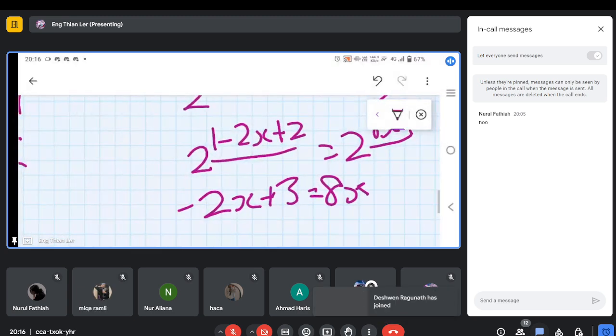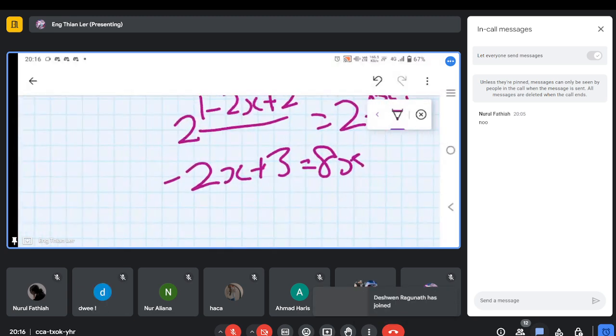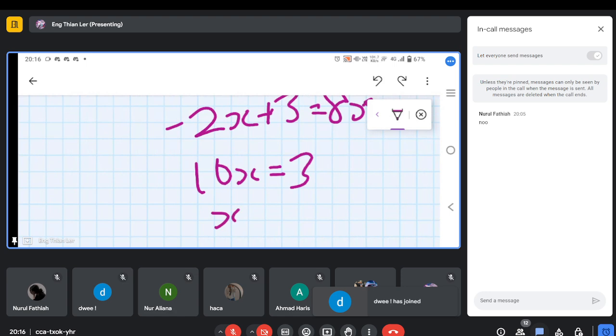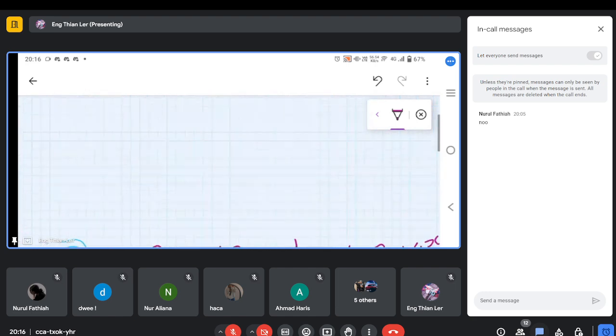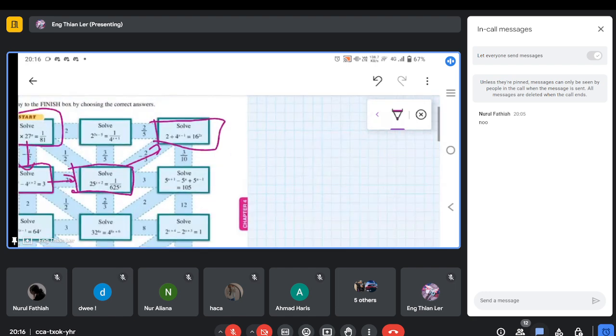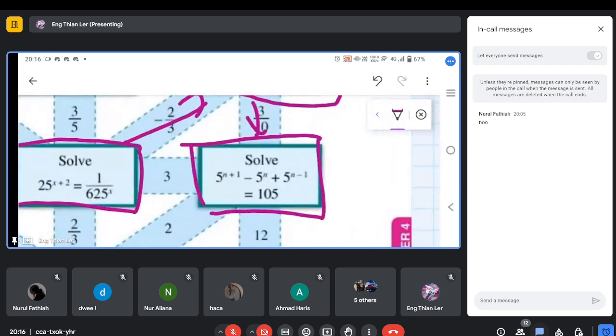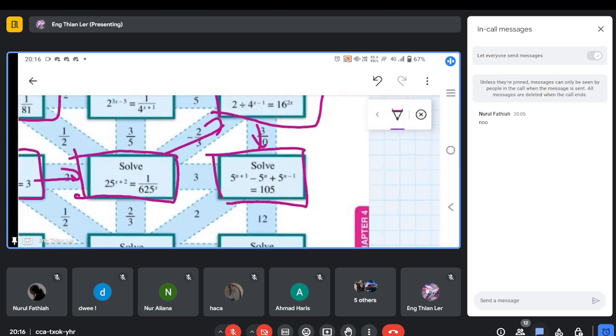Negative, this is negative, sorry. So 10x will become 3 because we move this 2x to the other side, and x will be 3 over 10. And that's the answer, 3 over 10. Okay, we go here. Okay, look at this. This looks hard, but it is not.